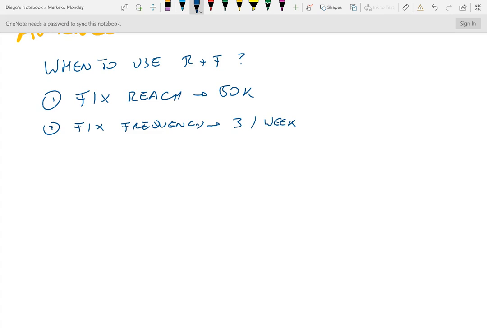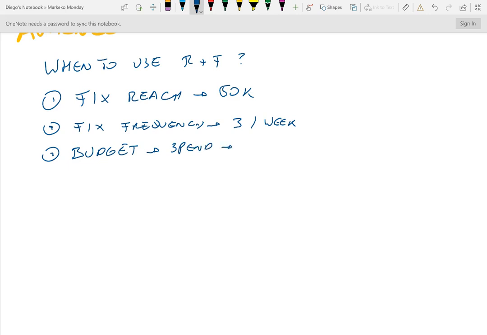So if they want to fix that, you want to go for reach and frequency. And three, when you want to make sure that you fix your budget, or in other words, that you spend your budget, right?